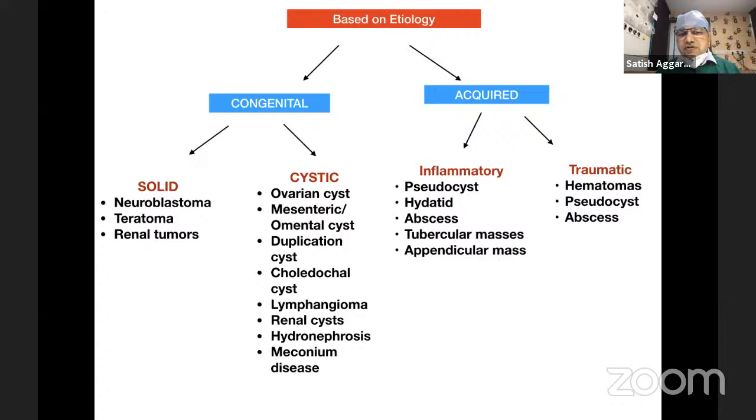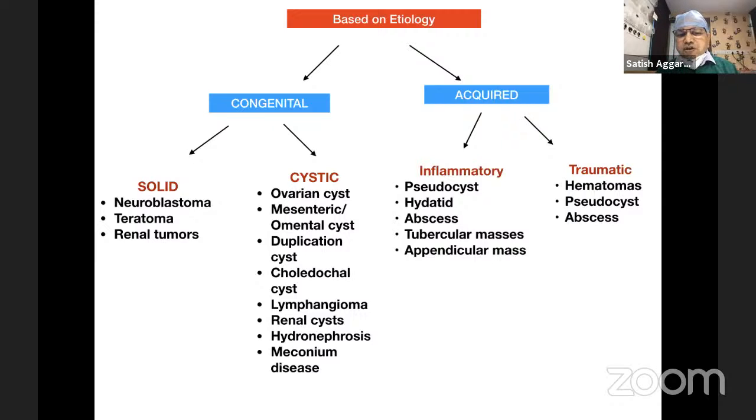So other cysts can be mesenteric in origin, omental, duplication cyst of intestines, and choledochal cyst. Choledochal cyst is usually below the liver, but mind you, in a female child, choledochal cyst and ovarian cyst are very difficult to differentiate. Kidneys can also have cystic masses, but less common. The most common cystic swelling arising from the kidney, which can present as a mass, is hydronephrosis, simple hydronephrosis.